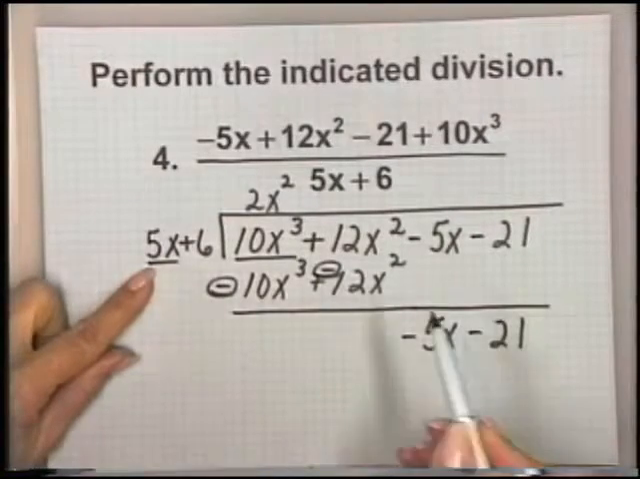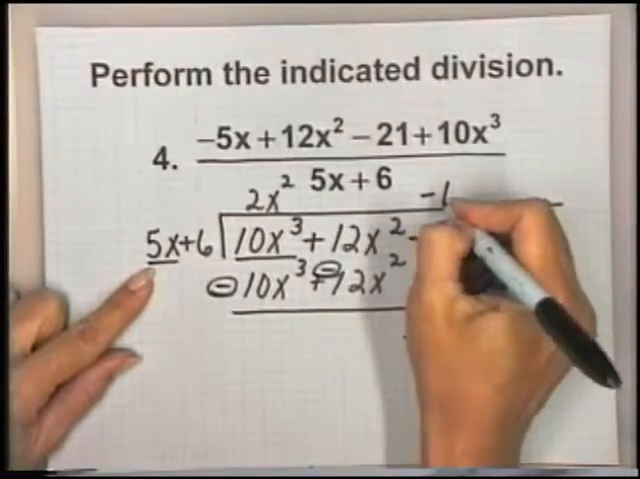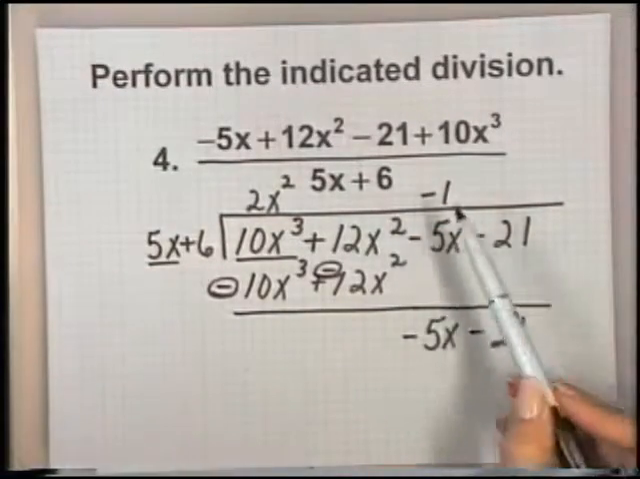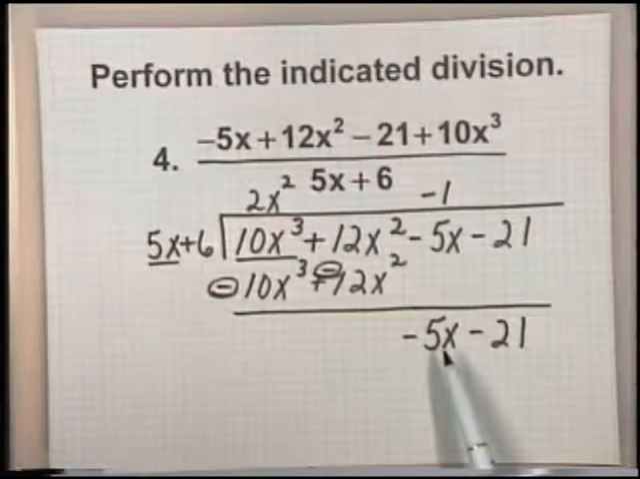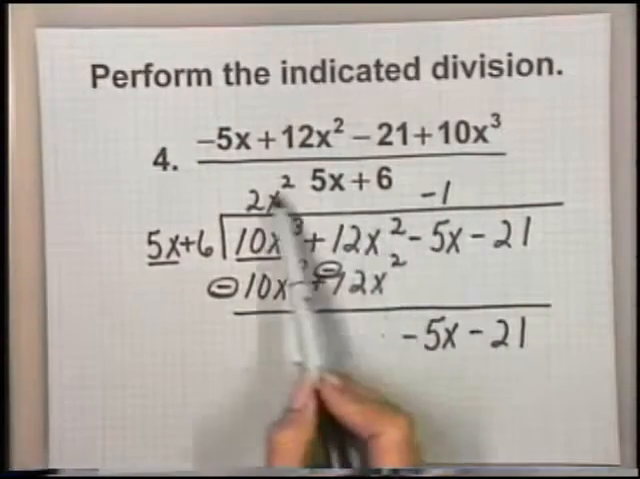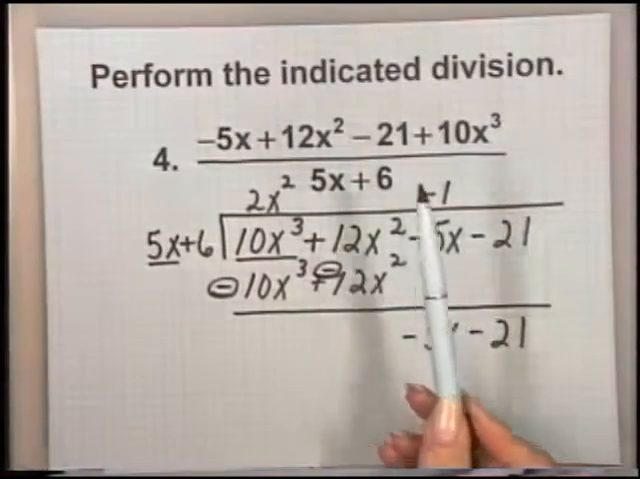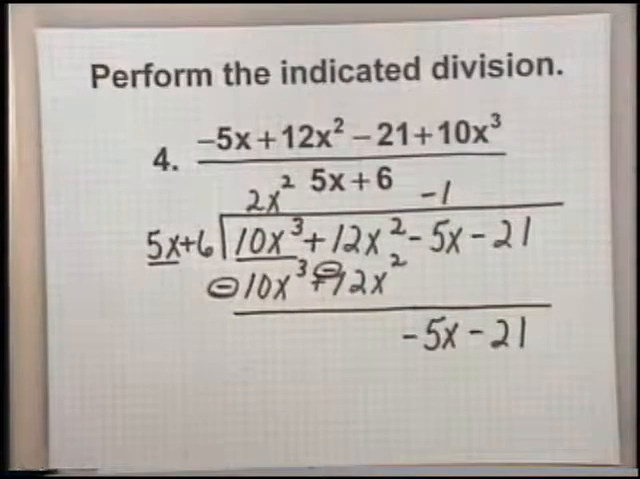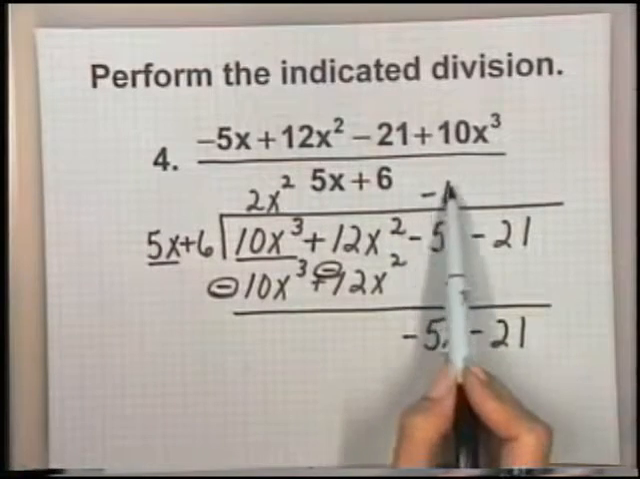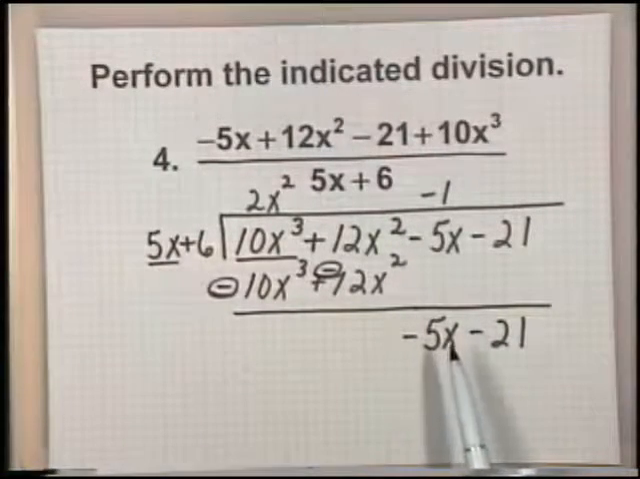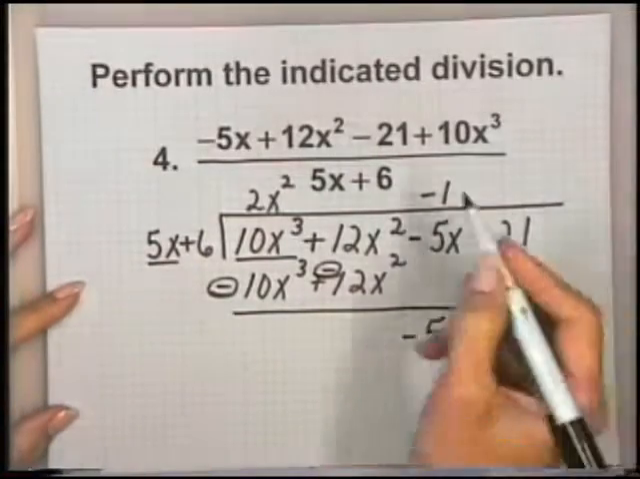We divide the 5x into minus 5x. 5x divides into minus 5x minus 1 time. Notice where I put that. I prefer to put my result from division right above the term that I divided into. It really doesn't matter when you are writing the terms in your quotient where you put them, but when I get ready to check, I find it's much easier if I have written the result of my division right over the term that I have divided into. So that's the way I would prefer to write that.